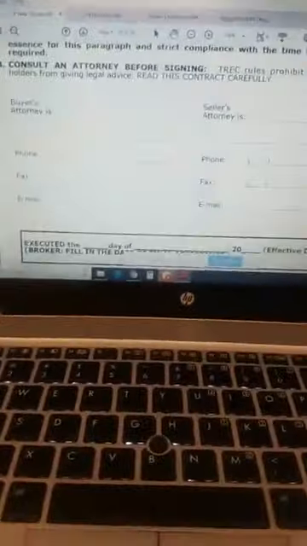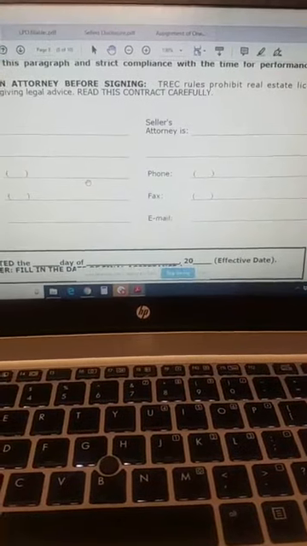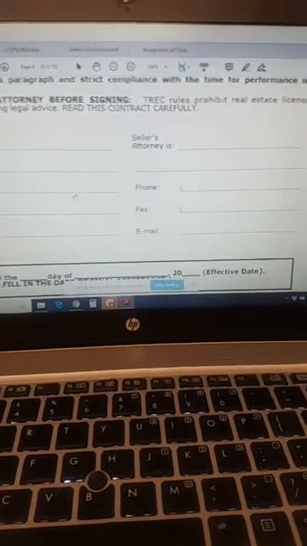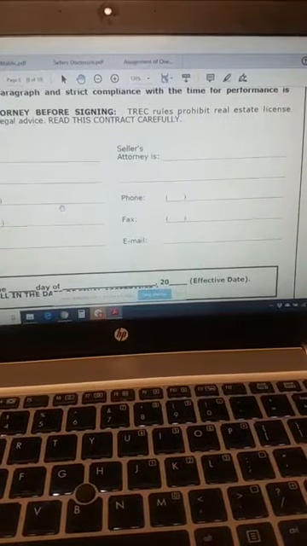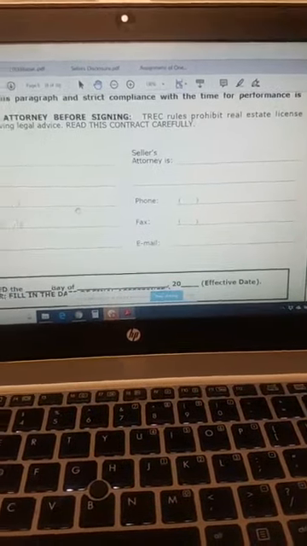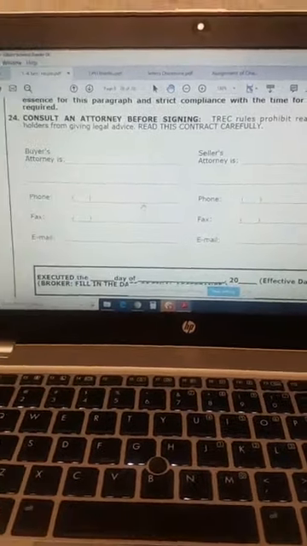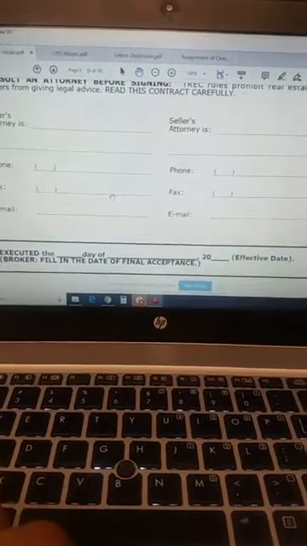Oh boy, here is the attorney section. And for all you attorneys out there, I do have a love-hate relationship with you guys, but that stays blank. Generally, when we're in this business, we don't have any attorneys involved. If there was an attorney, you would fill out the information right there. Okay.